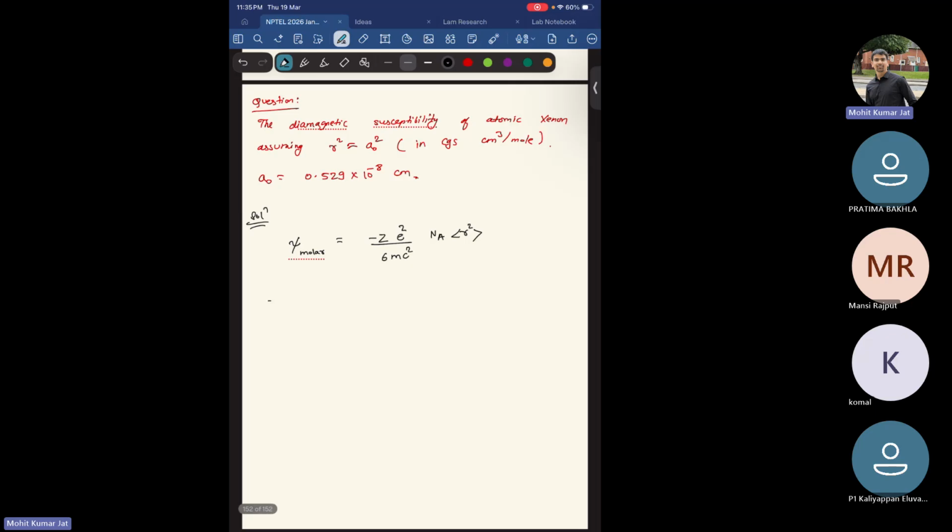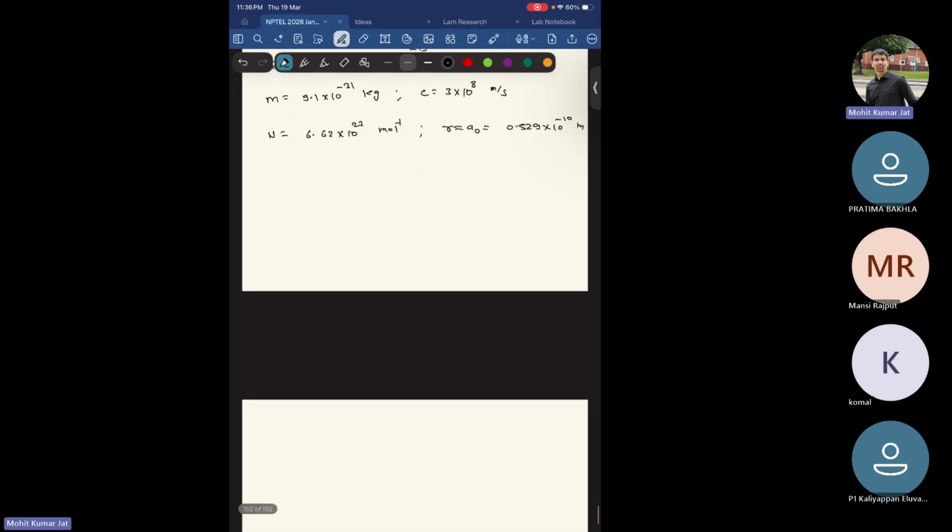Z for xenon is 54. Electronic charge is 1.6 into 10 power minus 19 coulomb. Mass is 9.1 into 10 power minus 31 kg. C is the speed of light, which is 3 into 10 power 8 meter per second roughly. N is the Avogadro number, 6.62 into 10 power 23 mole inverse, and A naught is equal to 0.529 into 10 power minus 10 meter.